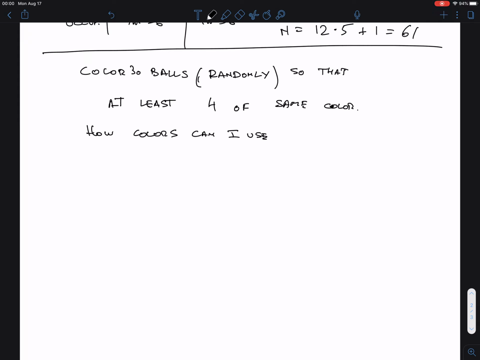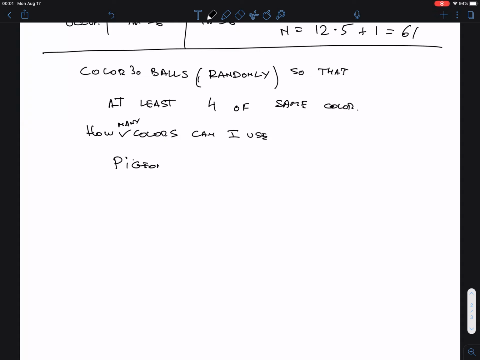On the other hand, if I take 30 colors, then it could very well be that every ball has its own color, and then the condition is not satisfied. So how many colors can I use? I want as many colors as I want, to make it as colorful as possible, but I still want to make sure that the condition is met.